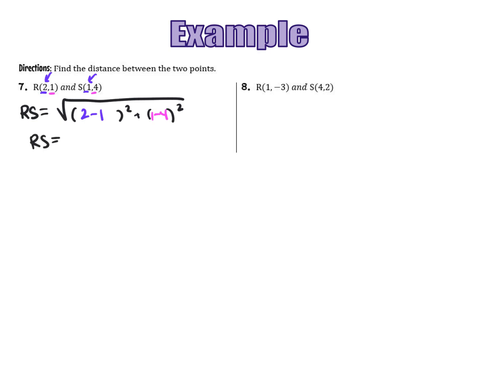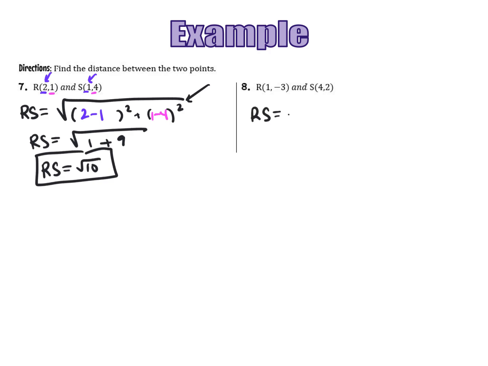Now we're going to simplify inside the radical. 2 minus 1 is 1, squared is 1. 1 minus 4 is negative 3. Negative 3 squared is 9. So RS is going to be the square root of 10. And 10 doesn't simplify, so we're going to just leave this as RS is equal to the square root of 10. Okay, I'm going to encourage you to pause the video and work through number 8 on your own, and then unpause the video and see how you did.